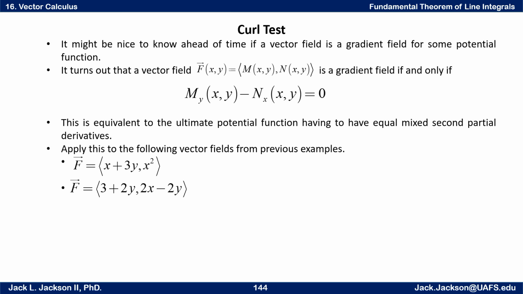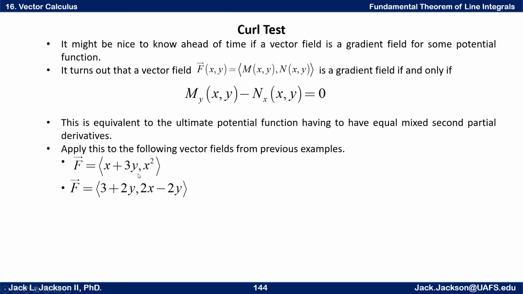then it turns out that it is a gradient field. And if it's not 0, then it's not a gradient field. And so this is equivalent to the ultimate potential function that we're going to find having second partial derivatives that are the same, the mixed partials. So remember, this m is the derivative of our potential function with respect to x. Then you take a derivative with respect to y. So this term right here is the little f that we're looking for. It's little f x y, and this one is little f y x.